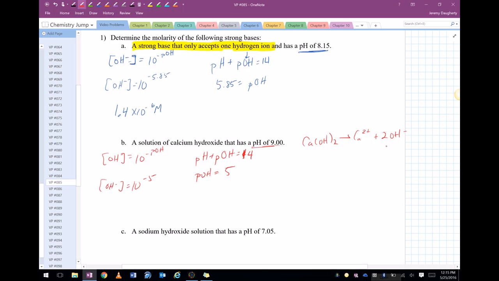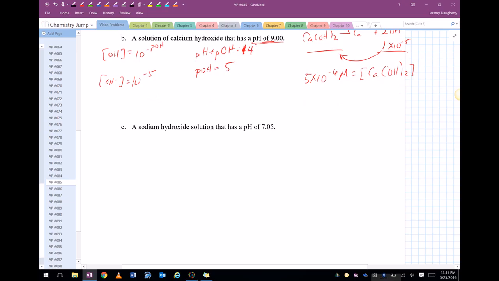Which means that this is equal to 1 times 10 to the negative 5th. So what's going to be the molarity of this? What's going to be half that? 0.5 times 10 to the negative 5th, which is actually 5 times 10 to the negative 6 molarity. So that's my concentration of calcium hydroxide in a solution that has a pH of 9.